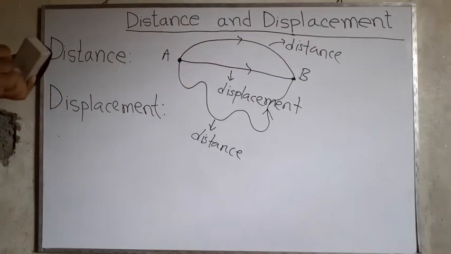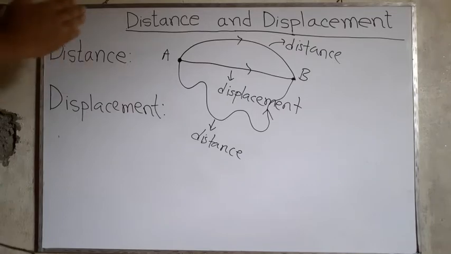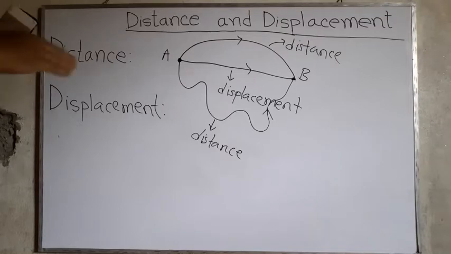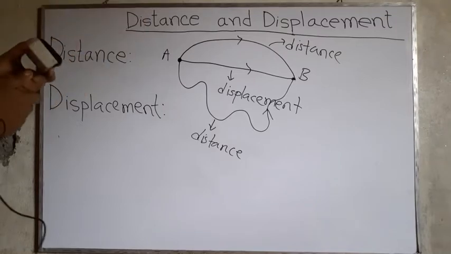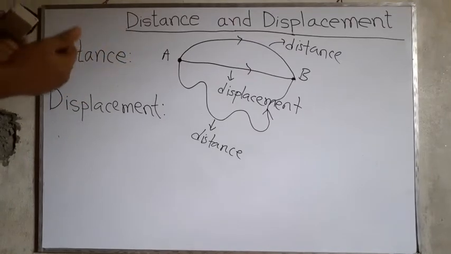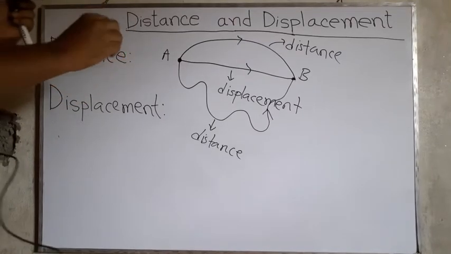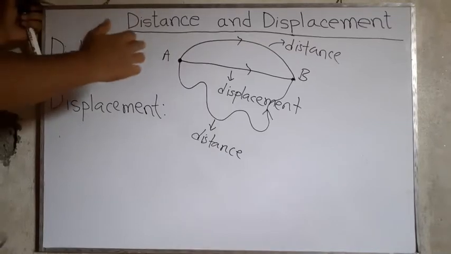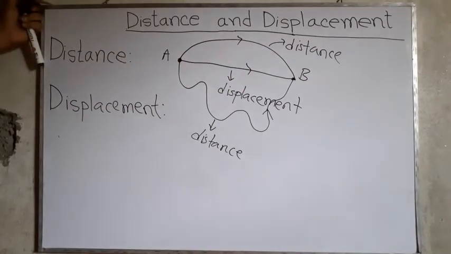If you follow different paths, your distance may be different, but if your starting position is fixed and your final position is fixed, then whichever path you follow, your distance will vary, but your displacement will remain same.